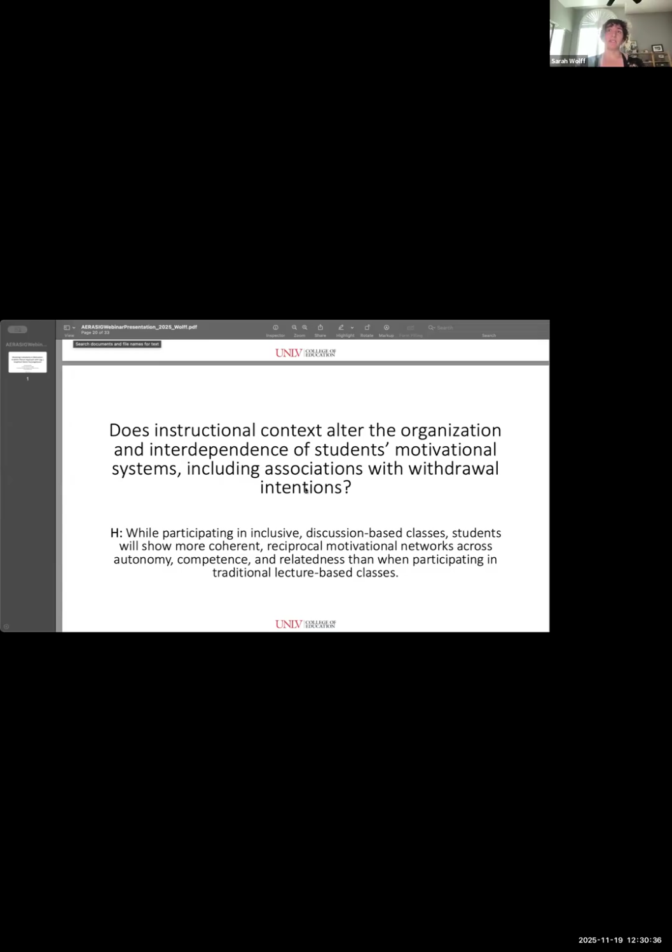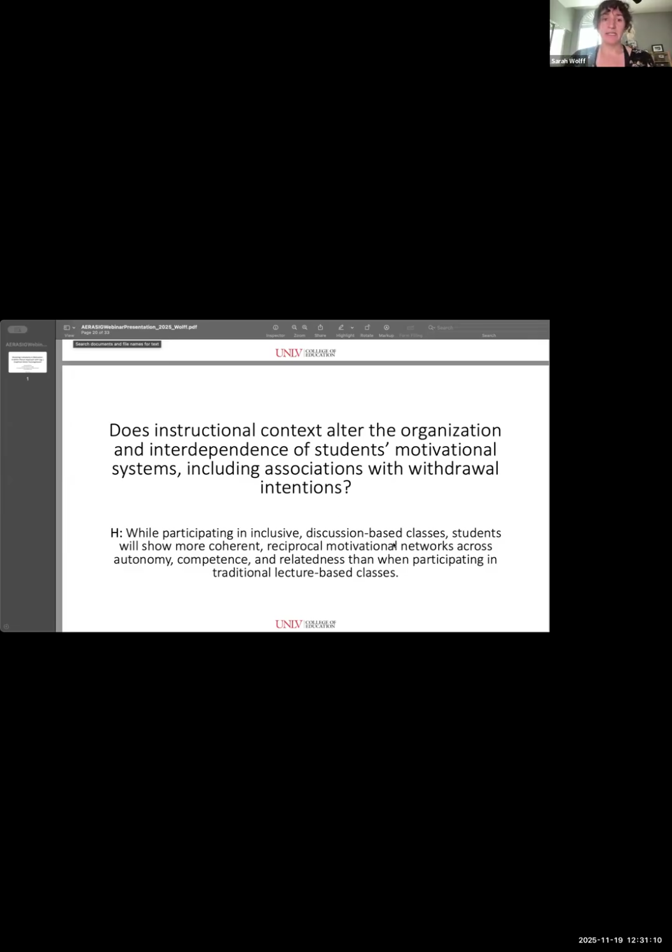Our hypothesis was that students who are participating in one form of the curriculum, an inclusive discussion-based pedagogy, a very specific, not your traditional class type, might show more coherent reciprocal motivation in those classes versus when they're in the traditional lecture-based classes. We're talking about the same students in alternating contexts within the same class.